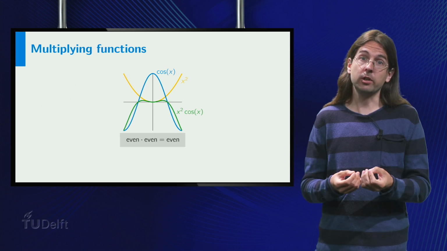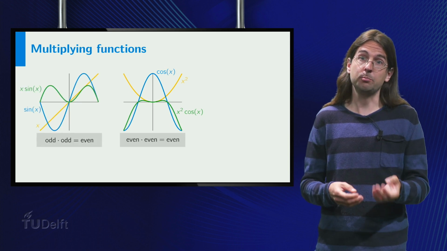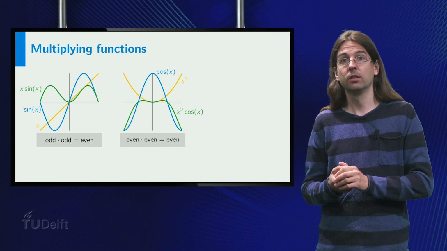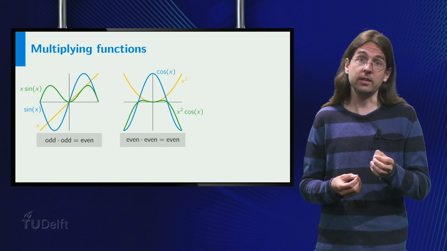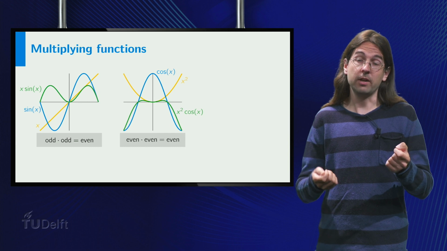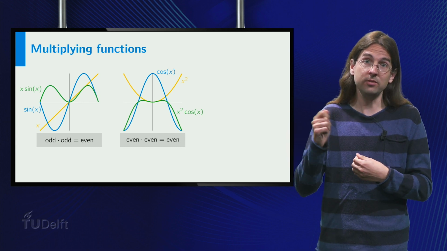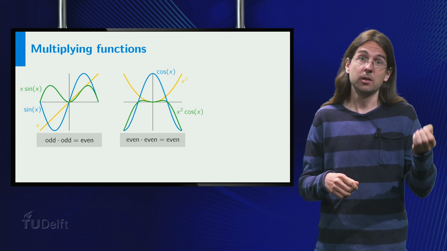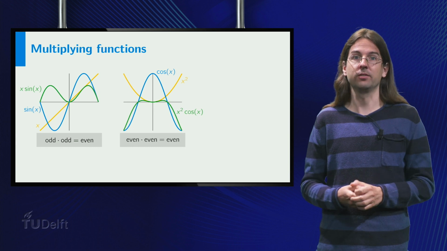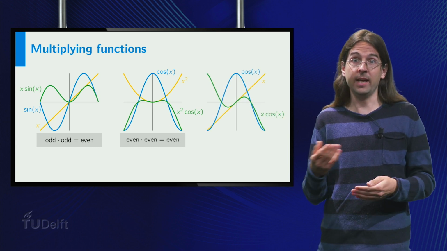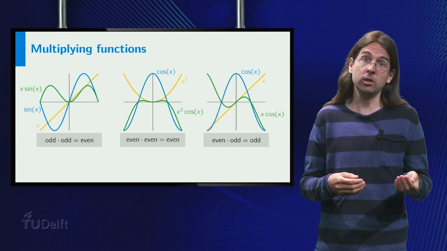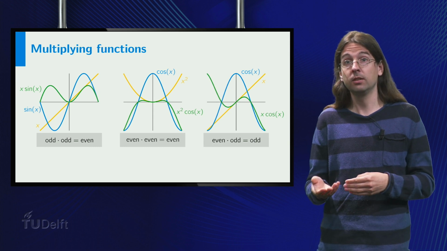If we consider the product of two odd functions, for example x times sine x, the resulting function is even again. Indeed, on the left we have minus times minus is plus, and on the right plus times plus is also plus. Finally, the product x times cosine x of an odd function with an even function is odd.